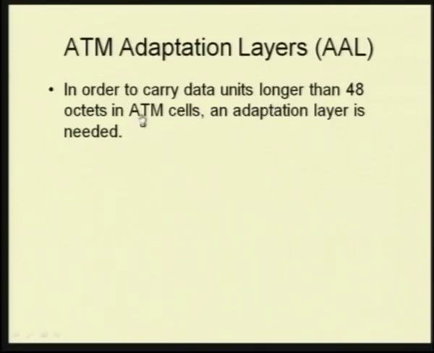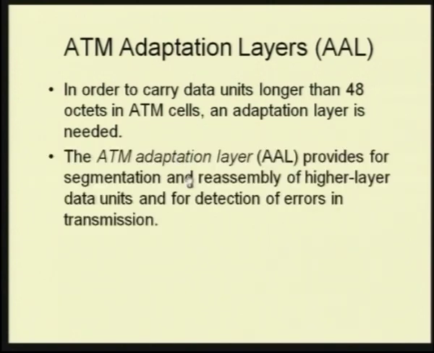To summarize the ATM adaptation layer: in order to carry data units which are longer than 48 octets in ATM cells, an adaptation layer is used. It provides for segmentation and reassembly of higher layer data units and for detection of errors in transmission. This is taken care of sometimes by the CPCS layer and also by the SAR functionality that we have.